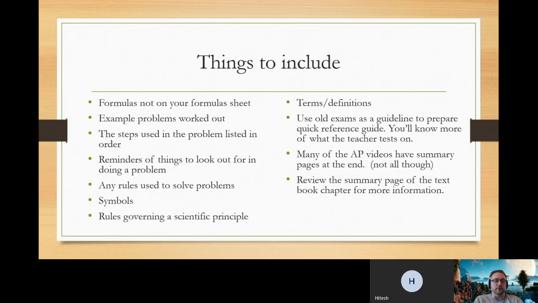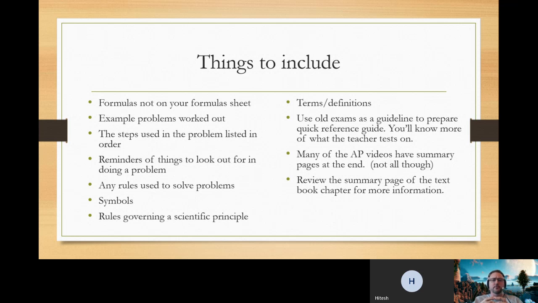Reminders of things to look for in doing a problem. Any rules to solve a problem. So if there are rules, hey, for this problem I've got to do this, I've got to remember this. For instance, in an elastic collision, momentum and energy are conserved, but in an inelastic collision, kinetic energy is not conserved. So those are good to have. Symbols, because there are lots of symbols. Rules governing a scientific principle. Terms and definitions, that's another one you're going to want to have.